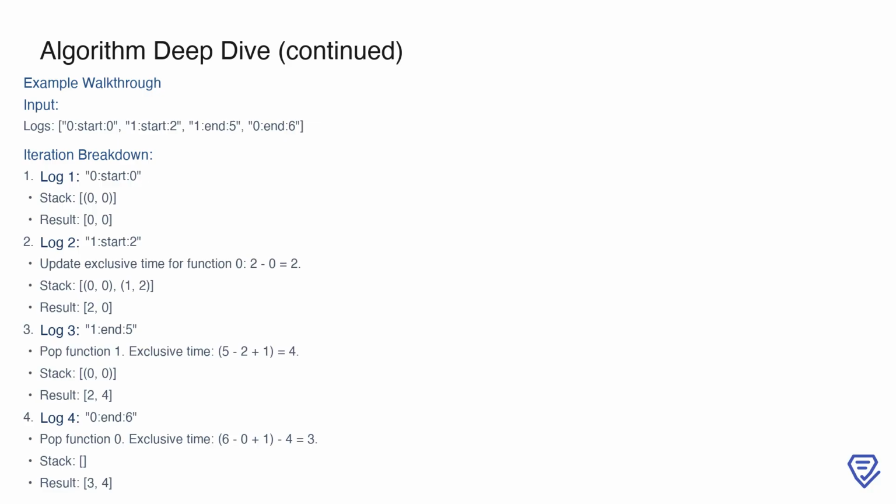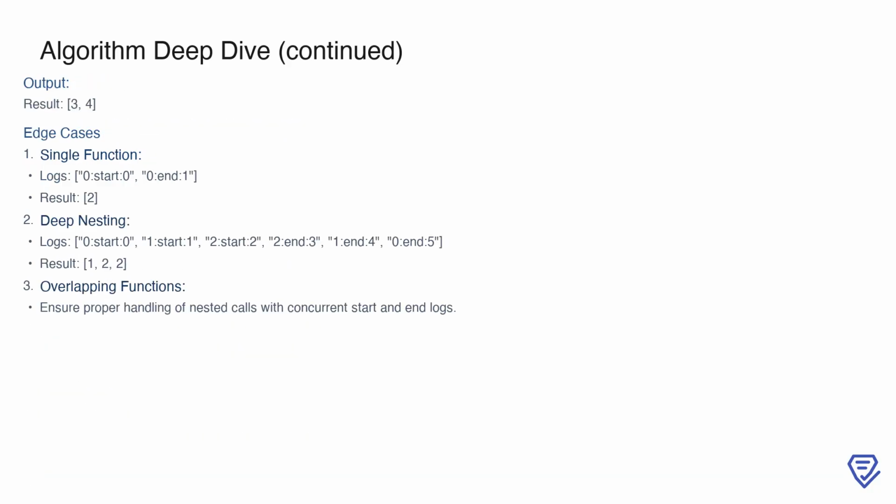This step-by-step breakdown illustrates how the algorithm handles nested and sequential function calls. The final output for the example logs is 3, 4, which represents the exclusive execution times for functions 0 and 1, respectively. It's also important to consider edge cases that the algorithm handles effectively. For instance, in the case of a single function, such as logs 0 start 0, 0 end 1, the result would be 2, accounting for the inclusive duration of the function.